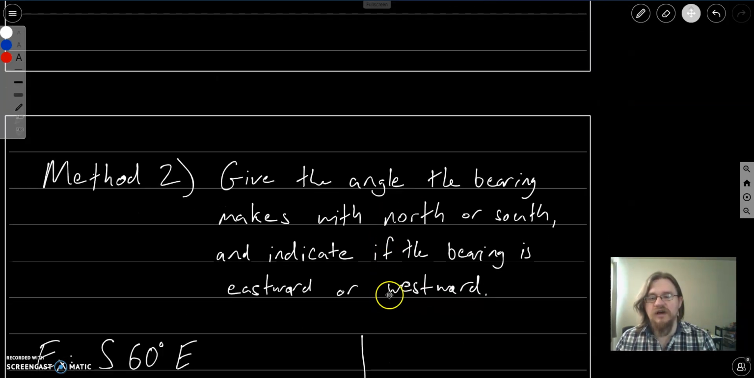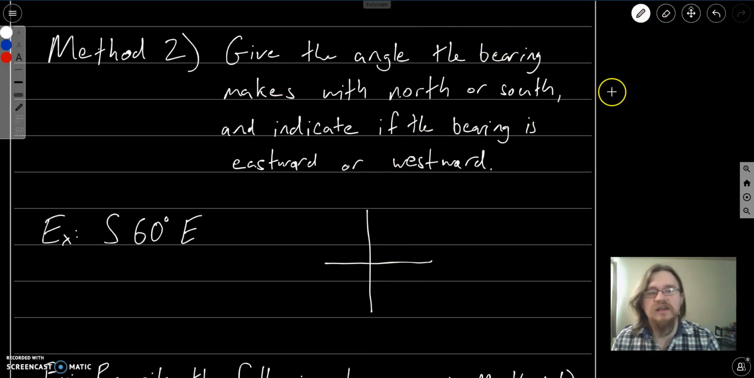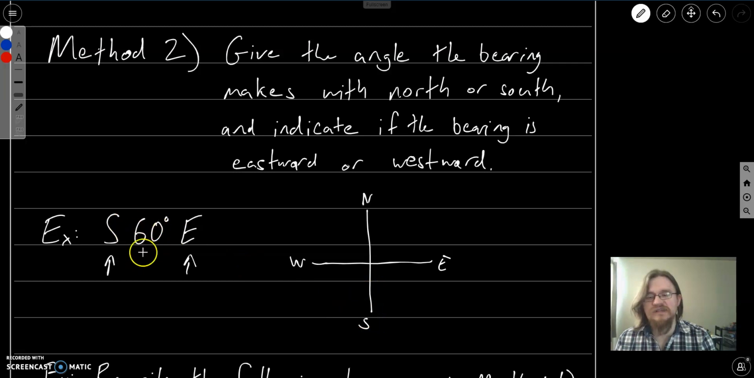Another way to do this is using method 2, and the description I have here isn't the easiest to read. I think it's best with an example. So we have north, east, south, and west. The idea is that the first direction is either going to be north or south. We always put north or south first. And then we bend either in the direction of west or east by this amount. So, first step, we identify south.